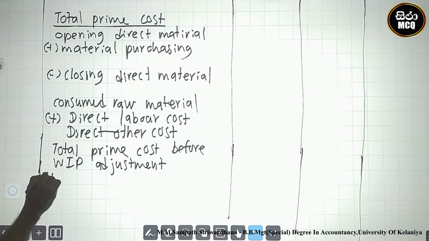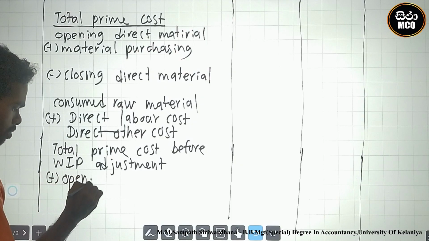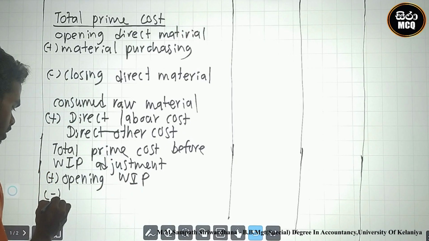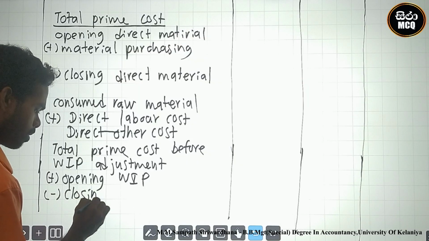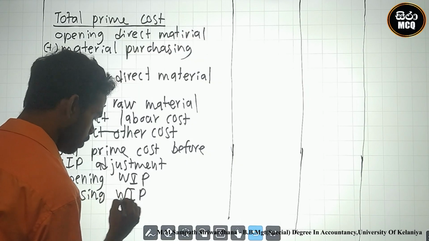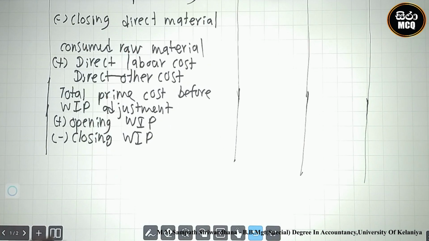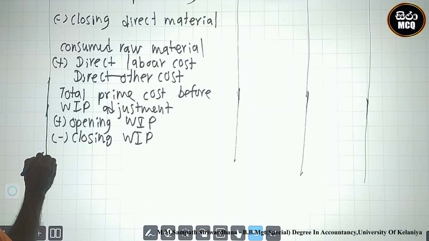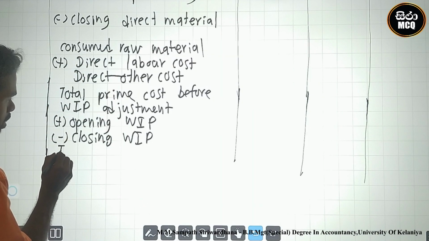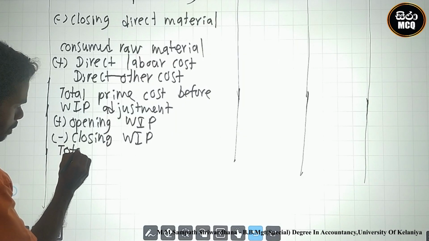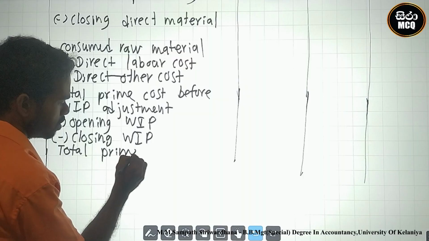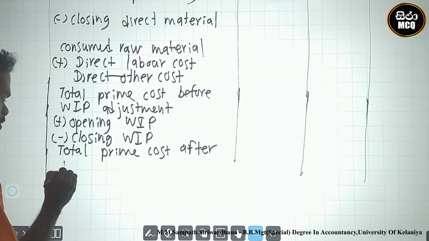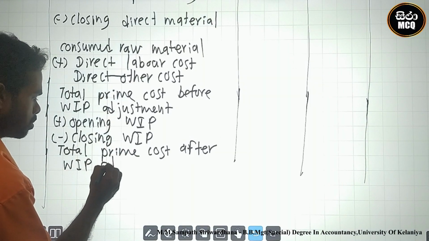After that, we must add opening work in progress, and we must deduct closing work in progress. After that, we can identify another total prime cost after the work in progress adjustment. Okay, this is the other value, total prime cost after work in progress adjustment.